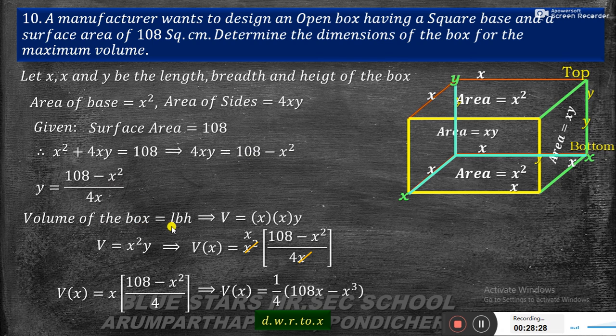Now the volume of the box. We know that the volume of a rectangular box is length times breadth times height. Length is x, breadth is x, and height is y. Therefore volume equals x² y. So V of x equals x² into y, whose value is 108 minus x² by 4x. The x cancels, so x into 108 minus x² by 4. So 1 by 4 into x multiplied with the numerator, 108x minus x³. Now this is the volume of the box. Now we differentiate with respect to x.